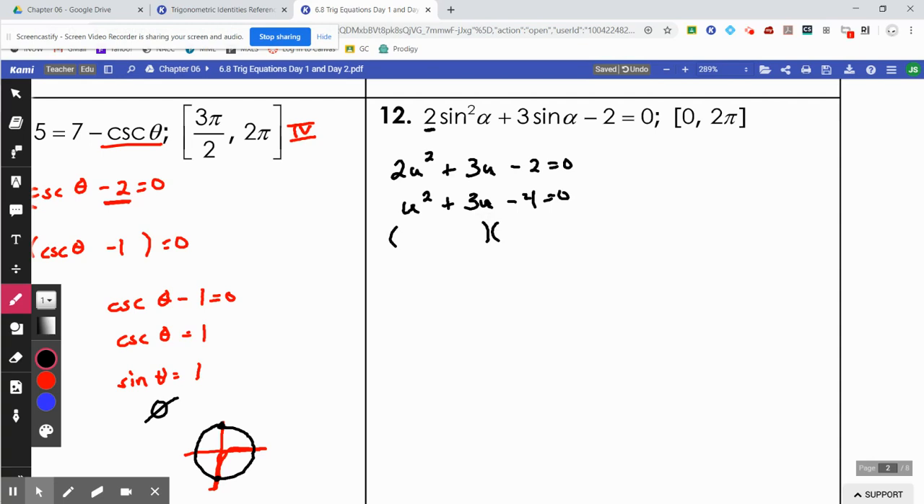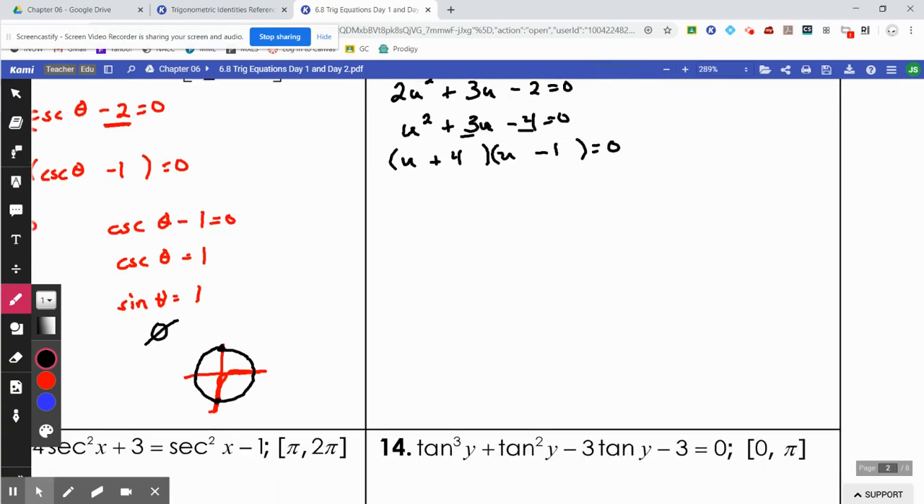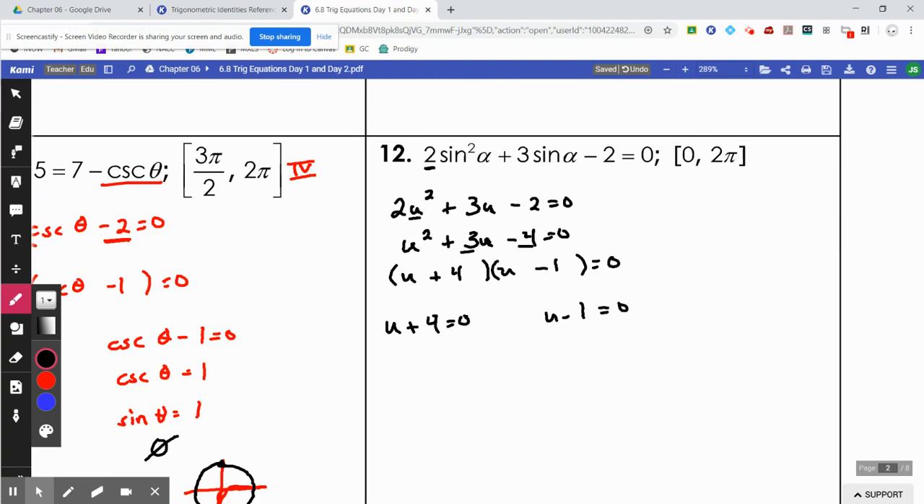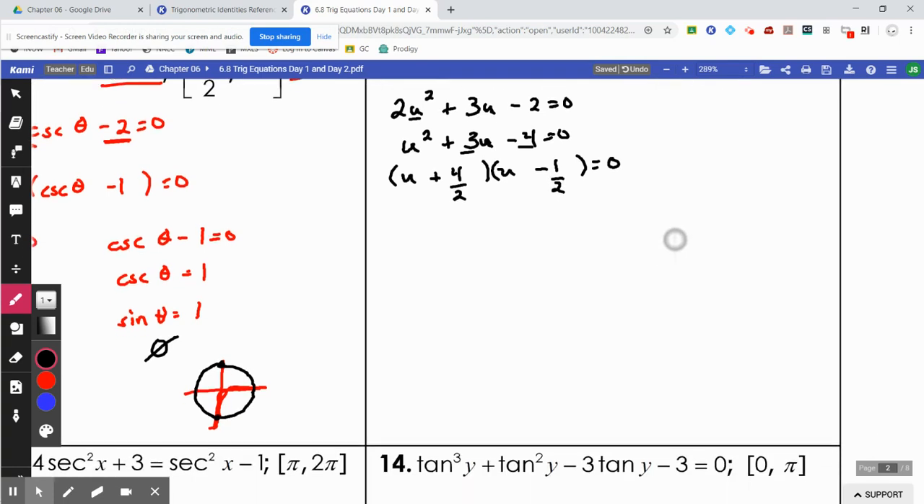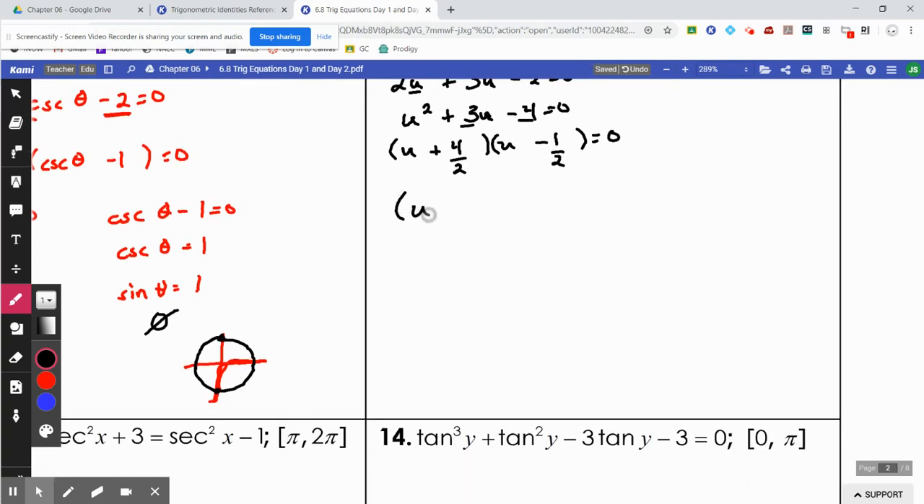Two sets of parentheses. You have u times itself. Adds, multiplies is a positive 4 and a negative 1. Set each factor equal to 0. So u plus 4 equals 0. u minus 1 equals 0. Now, what is u? Well, hang on, I messed up. This was slip and slide. So since I moved the 2 to the end, we now divide by the 2. I treated it like regular factoring there for a second. So that would be u plus 2. And since this does not reduce or divide, move the 2 back up front. That'd be 2u minus 1.